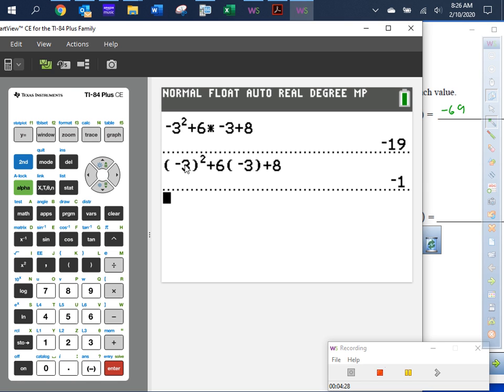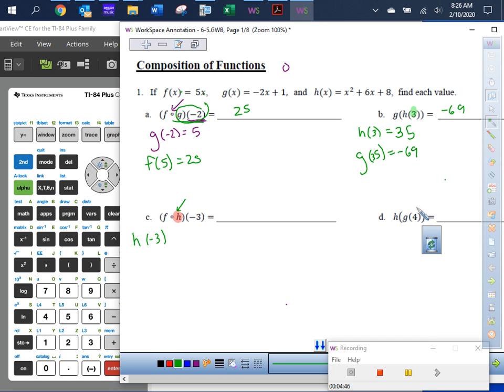Bottom one, because you put the negative number in parentheses, and a negative number getting squared turns out to be positive. If you don't tell your calculator that, this is going to make this a -9 when it's supposed to be a +9 in that case. So use parentheses. So we got -1 back, and now we got to put -1 into the f function.